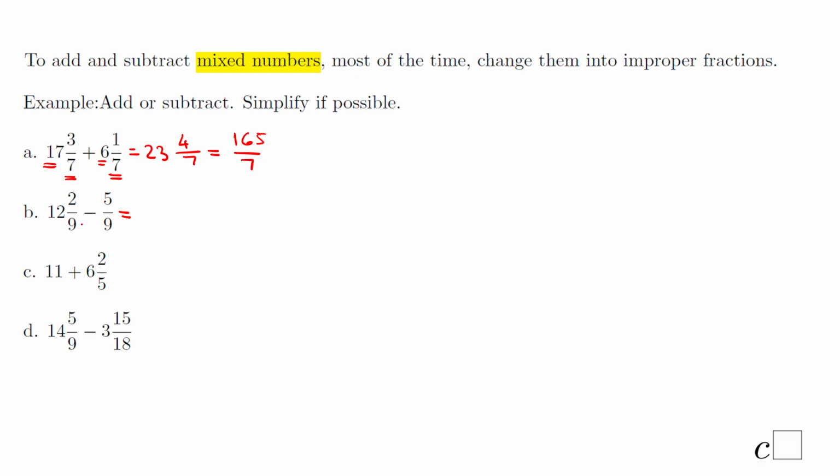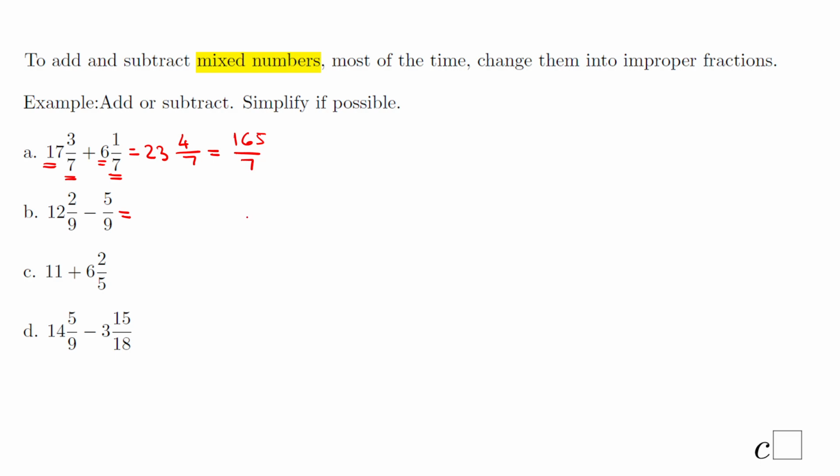B, that method does not work. 2 over 9 minus 5 over 9 is a negative 3 over 9, so it really doesn't work that way. So let's change the first one into an improper fraction.